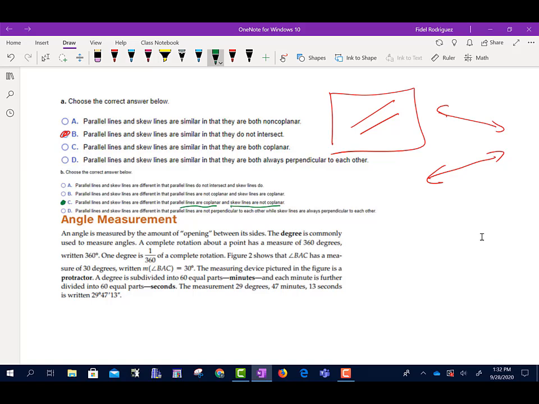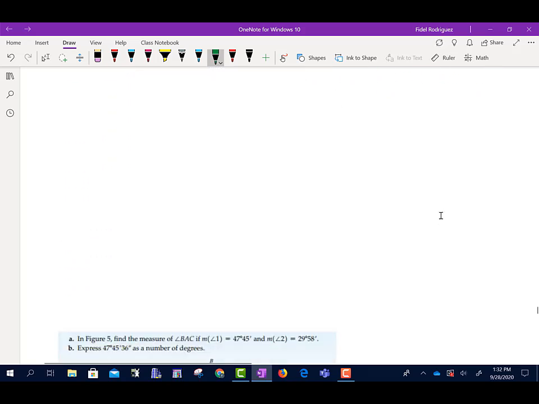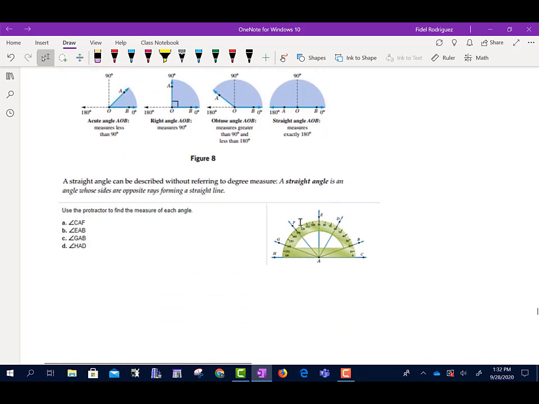All right. So let's talk a little bit about angles now. It says an angle is a measurement, the amount of opening between its sides. The degree is commonly used to measure angles. A complete rotation about a point has a measure of 360 degrees, written like this, with a little kind of zero. And it says at the top, 1 degree is 1/360th of a complete rotation. The measuring device pictured is called a protractor. Do we have a picture of a protractor here? No, I guess I didn't put it in. Here's my protractor right there.